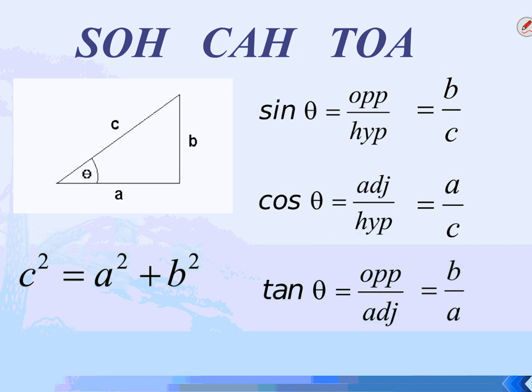For cosine, you have theta, that's the angle again. You have the length of the adjacent side divided by the length of the hypotenuse. And then for tangent of the angle, you have the length of the opposite side over the length of the adjacent side. So this is a really, really important slide. And then of course you have the Pythagorean theorem right here: a squared plus b squared equals c squared. And if you have any two of the three sides, you can always use that to find the third side.